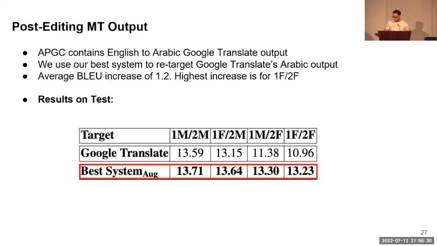And if we look at the results in terms of BLEU, we see that Google Translate is really biased towards masculine users, where it achieves around 13.6 BLEU. And there's a big gap with the feminine output of 1F2F. Now, when we rewrite that, we achieve an average BLEU score increase of 1.2, where the highest increase is for 1F2F, and the gap between the masculine and the feminine output is reduced.